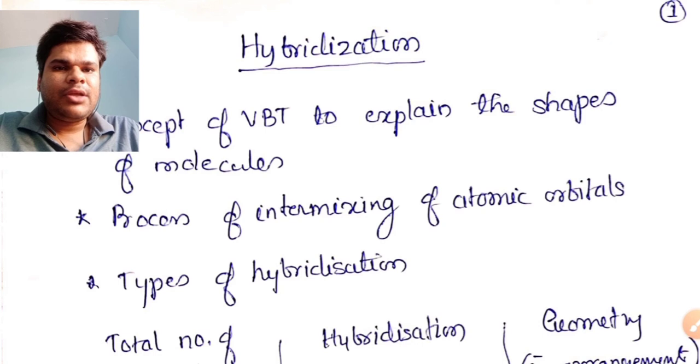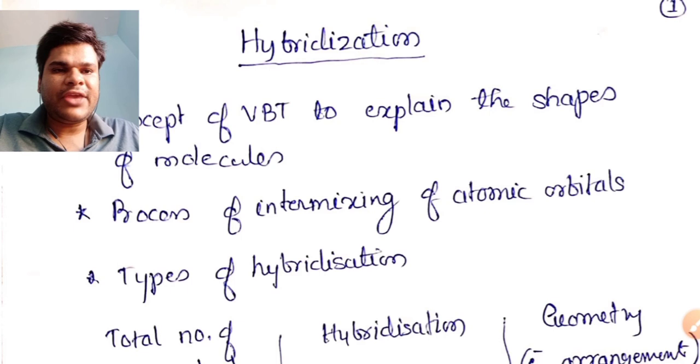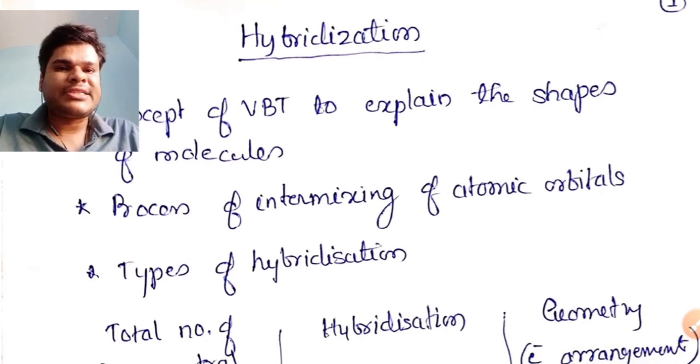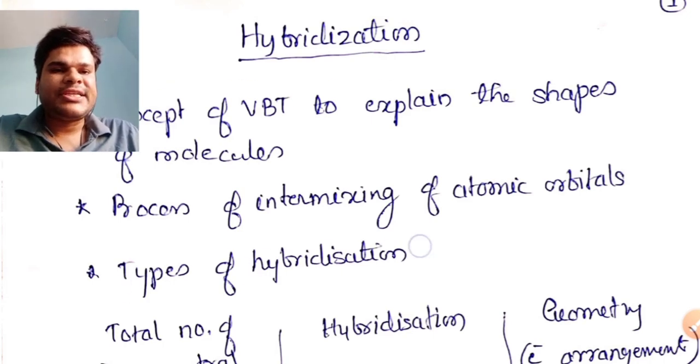So first, hybridization is simply a process of intermixing of atomic orbitals. Atomic orbitals like s orbitals, p orbitals, all these orbitals we know. Before an atom forms some bonds, it undergoes intermixing of atomic orbitals to give something called hybridized orbitals or hybrid orbitals. That process is known as hybridization. Now we shall see types of hybridization.